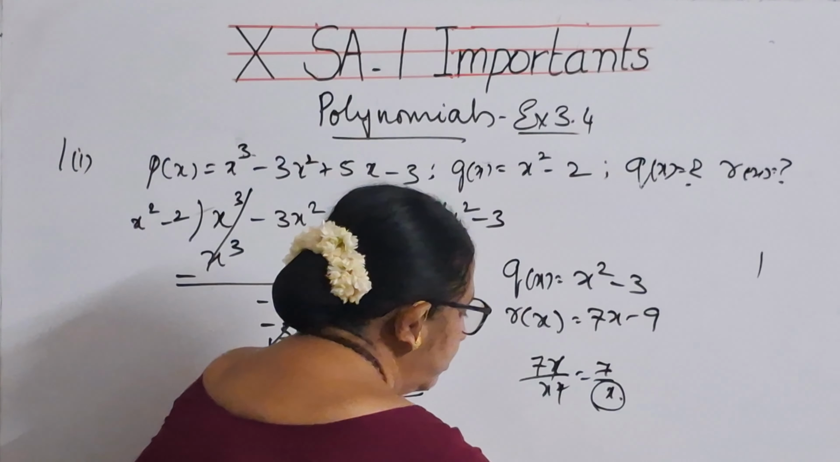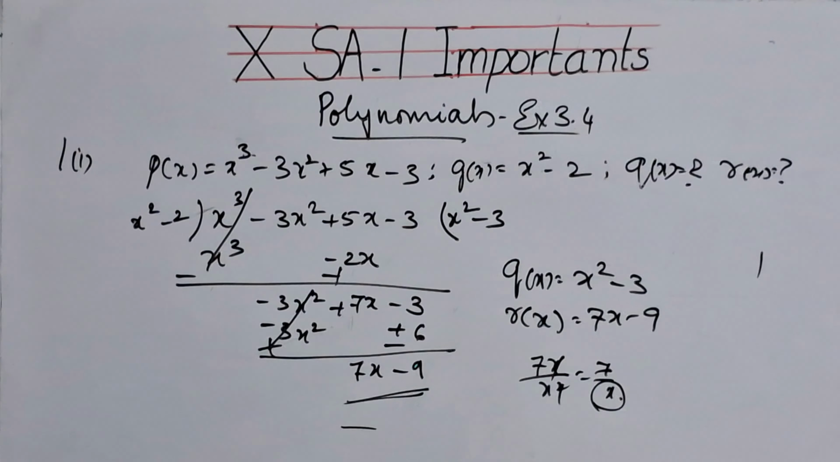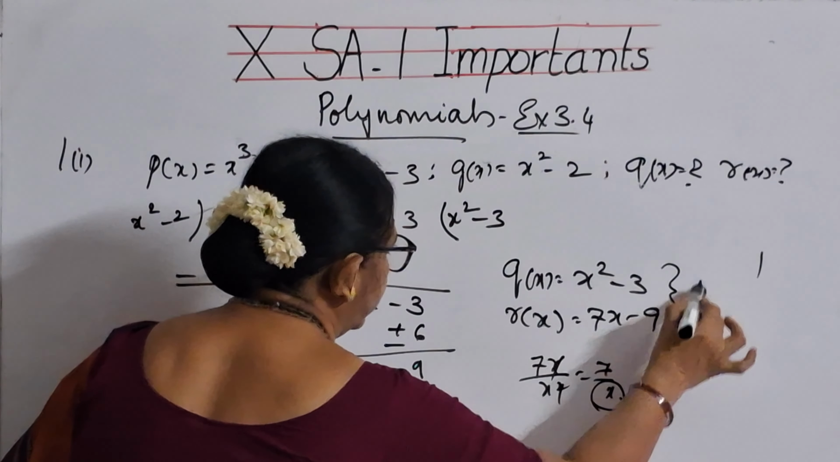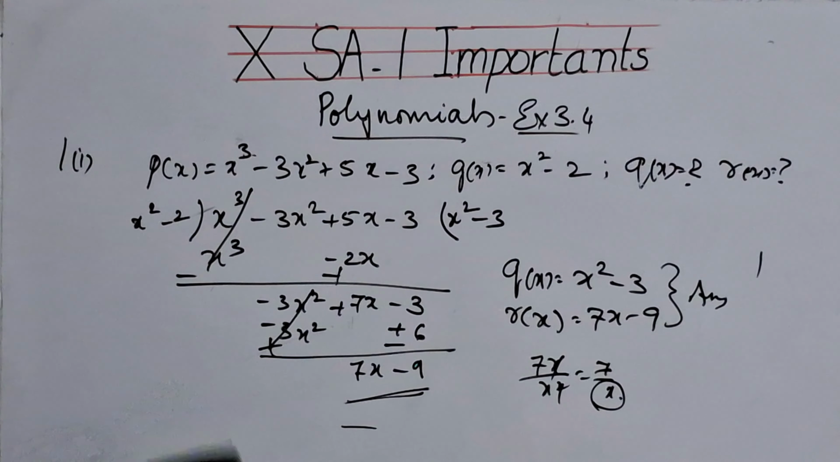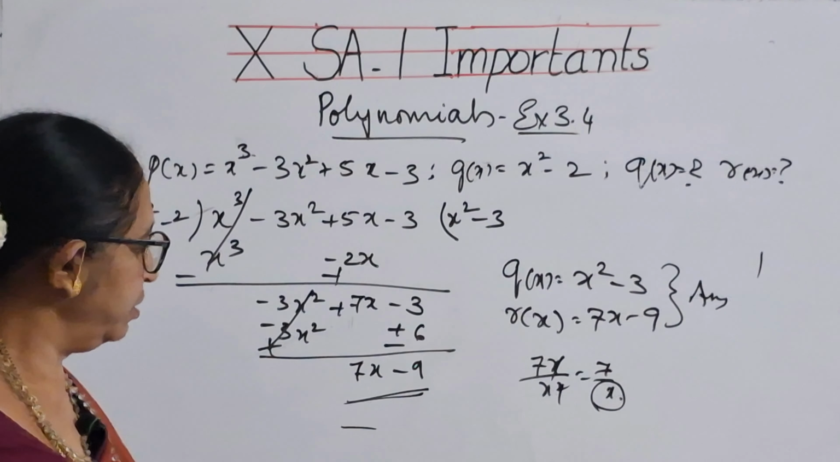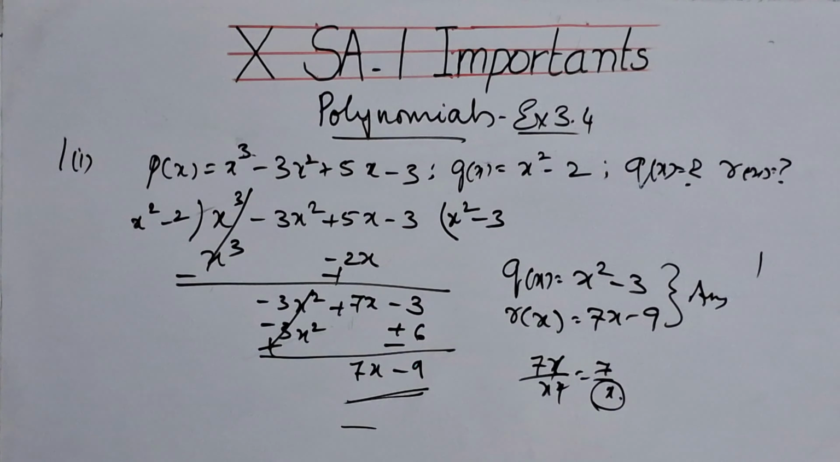I hope you have understood. Please copy this. The question is, you need to find out what is q of x and what is r of x. Q of x is x minus 3 and r of x is 7x minus 9. So I hope you have understood, children. Have you copied?